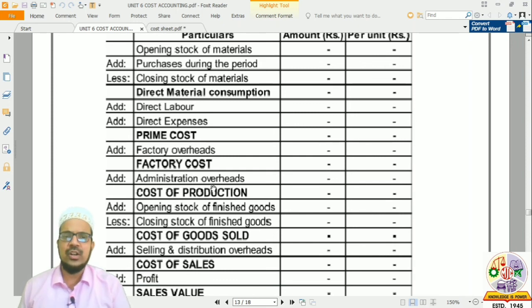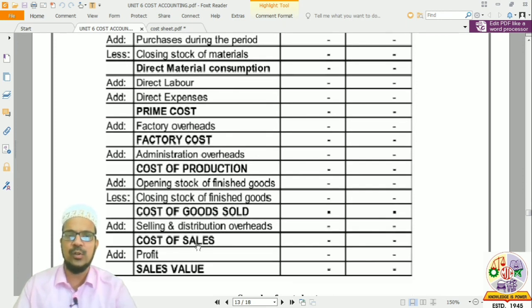Product once manufactured also needs to be sold. So for selling, you might have hired certain salesmen, you might have a marketing manager, a marketing department. You will incur some selling and distribution expenses like advertisement, transportation of goods, etc. All these expenses will come under selling and distribution expenses. Once the selling and distribution expenses are added to the cost of goods sold, we get the final value of product, that is the cost of sales.